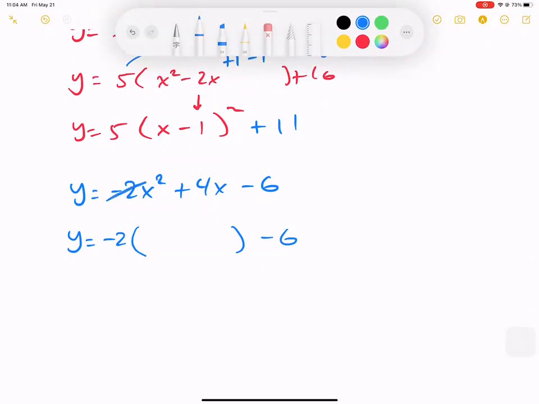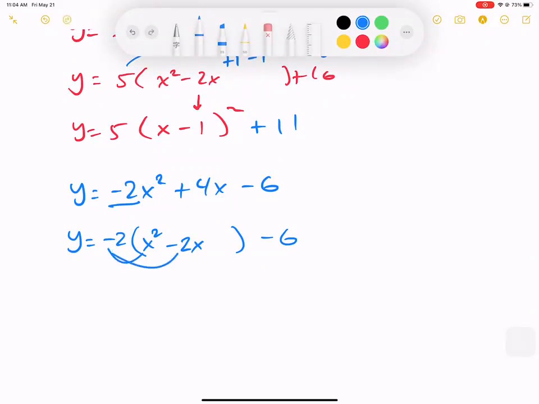This is gone, right? So x squared. And what if we divide negative 2 from 4? That gives me a negative 2x. I want to show you guys that that would be the right answer. Negative 2 times x is negative 2x squared, right? That's what it is. And negative 2 times negative 2 is a positive 4.